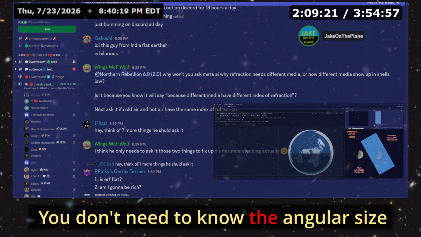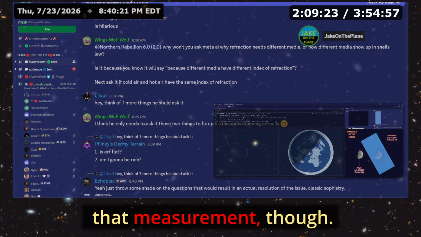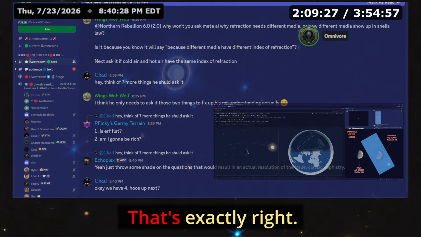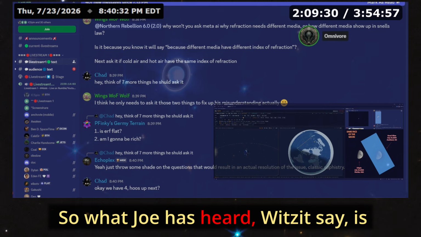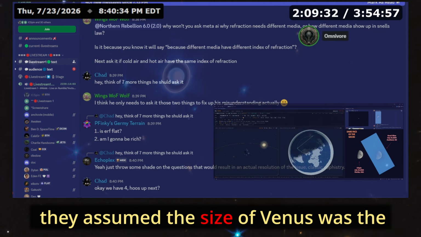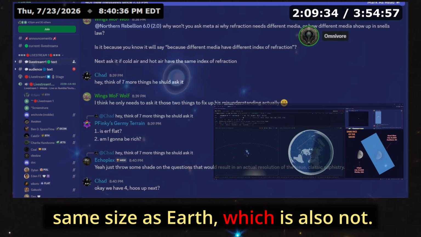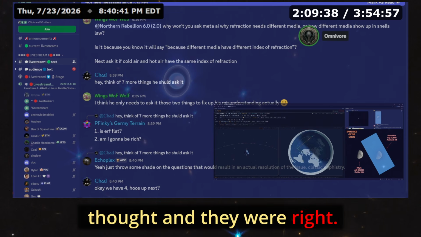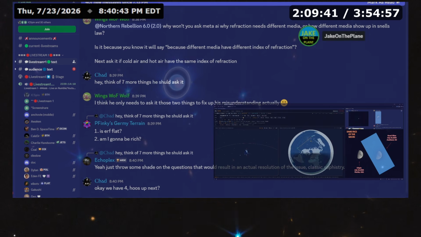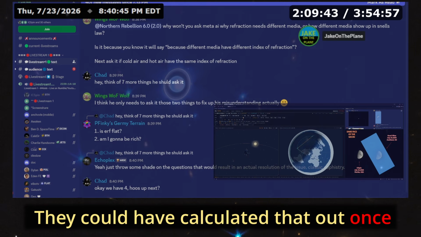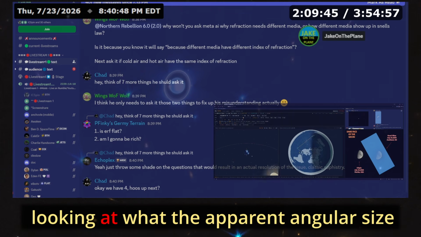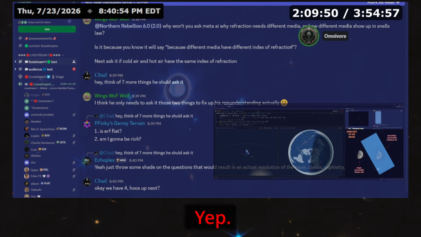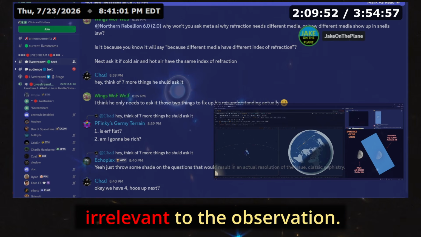You don't need to know the angular size of Venus in order to do that measurement, though. You're just measuring the offset of Venus against the sun. That's exactly right. So what Joe has heard Witsit say is they assumed the size of Venus was the same size as Earth, which is also not... I mean, it's true that that's what they thought, and they were right, but that's not... Well, yeah, they could have calculated that out once they did the parallax measurement by looking at what the apparent angular size of Venus was compared to the distance. Yep. But the size of Venus was completely irrelevant to the observation.